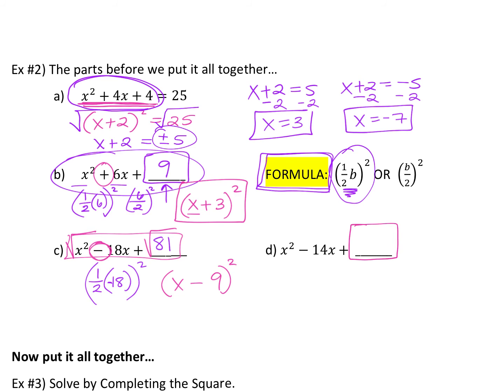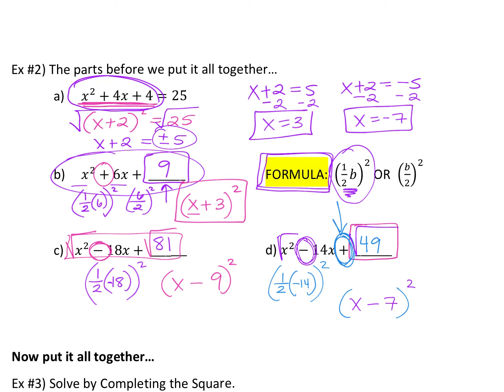What number did you put in the box? 49. 49, yes. That should be 49. So it's 1/2 of negative 14, and we're squaring that number. So negative 7 squared is a positive 49. This is always going to be positive, right? When you square a negative, it's always a positive number. So you will always have a plus in your formula right there. What does that factor to? X minus, because of this minus right here, x minus 7 squared, right? Square root this, square root that, that's x minus 7 squared.